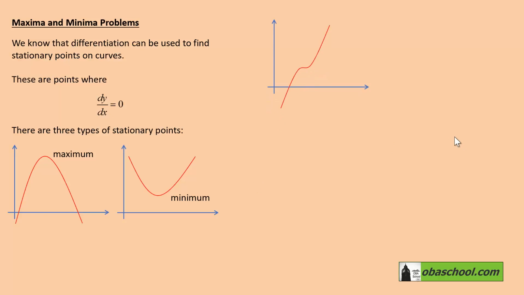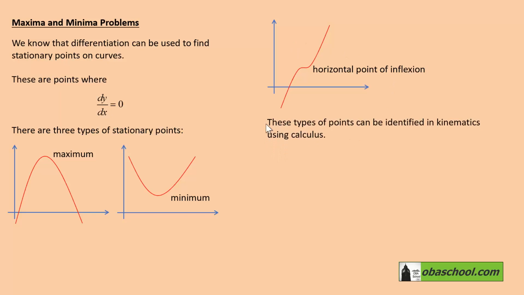We also have what's known as a horizontal point of inflection. So the gradient is 0 here, but we can see the gradient's positive beforehand and after. And of course that could slope the other way. These types of points can be identified in kinematics using calculus.